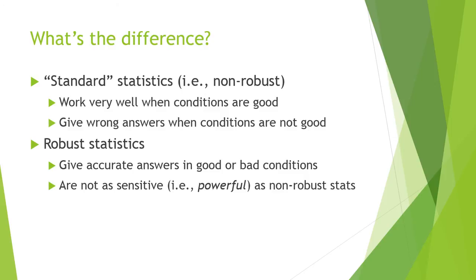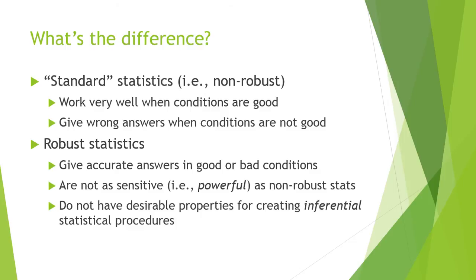It's not going to do everything you want. It has limitations. So the limitations of robust statistics are that they don't have these desirable properties for creating inferential statistical procedures. Because we're learning descriptive stats, mean, median, standard deviation, variance, things like that. And some of these, especially the mean and the standard deviation and the variance, we're going to use as building blocks to build more complex procedures that are going to become inferential. And inferential statistics aren't just describing the sample in front of you, they're trying to use that sample to make guesses about what's going on with the population, which you don't actually see. So robust statistics don't have the properties that we need for that.